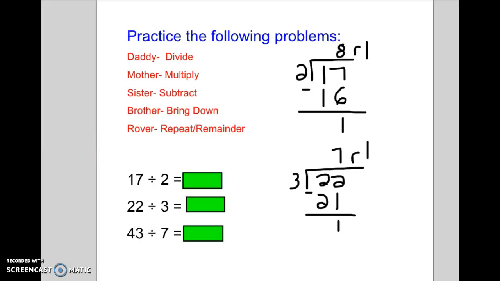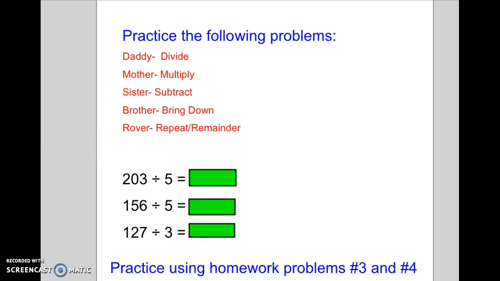All right. So let's go ahead and try a more complicated one. Let's try a 3-digit one. So I'm going to do 203 divided by 5. All right. So again, first step is divide. Well, 5 is bigger than 2. Can't go into 2, so I'm going to look over the next number, 20. How many 5's go into 20? Or 5 times what equals 20? Well, I know that 5 times 4 is exactly 20.